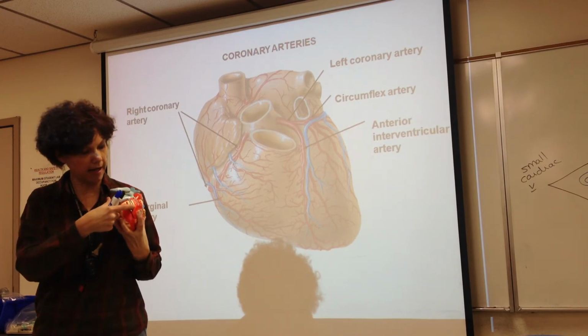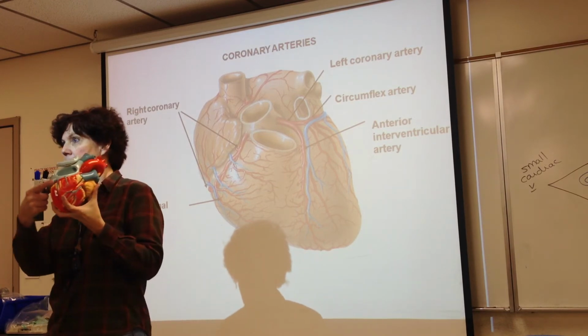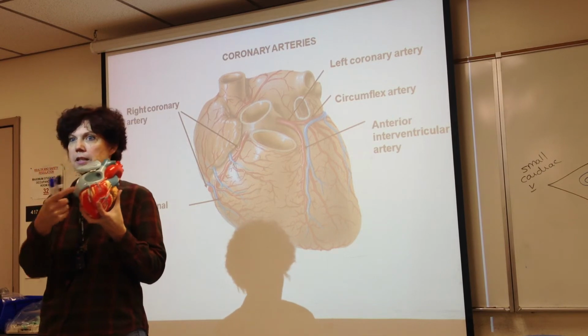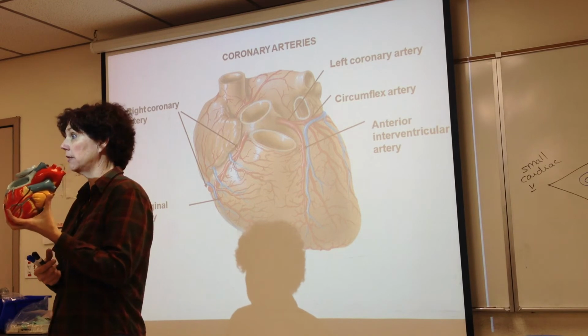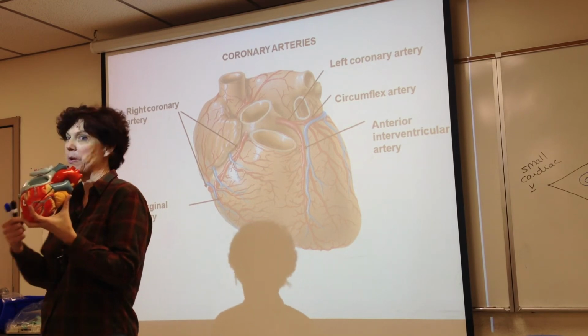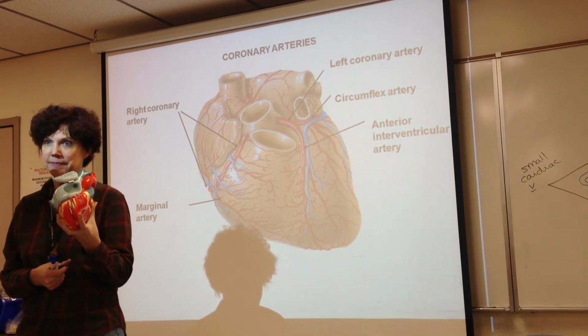Here's the small cardiac making this right hand bend to travel with the right coronary artery. So that's how you can find the marginal. You find the small cardiac. The artery with that will be the marginal artery.